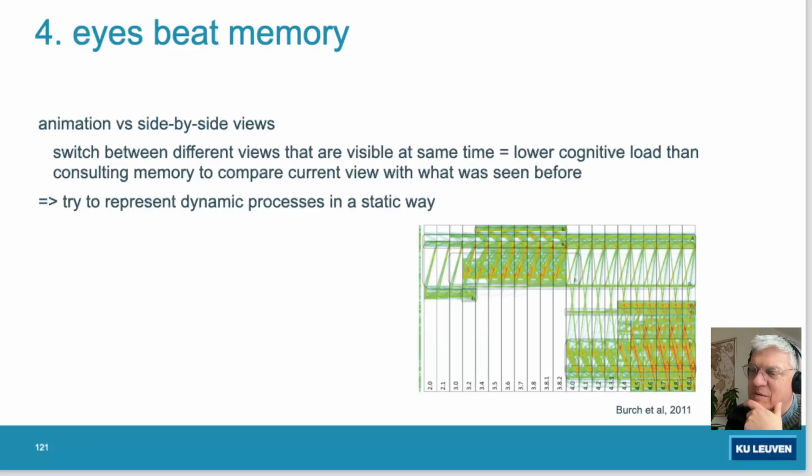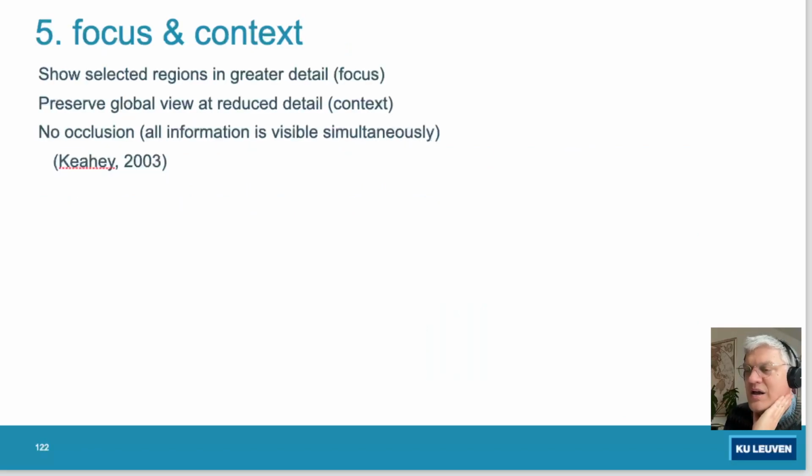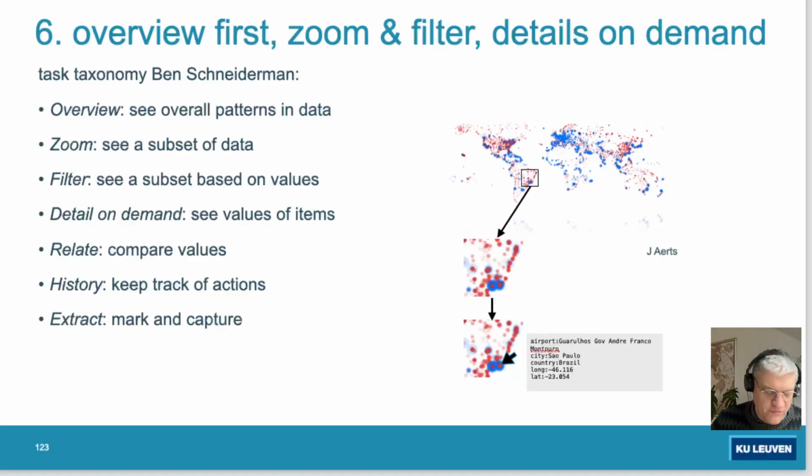Eyes beat memory, that's something I mentioned before, looking at dynamic networks. Focus plus context, I'll explain that together with the next one, actually. Overview first, zoom and filter, details on demand. This is like the central mantra in interactive data visualization, right?